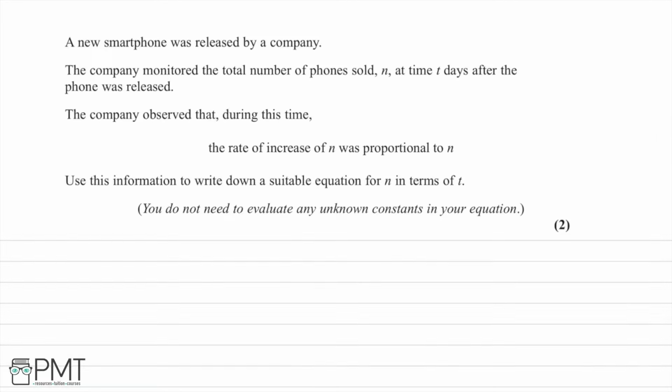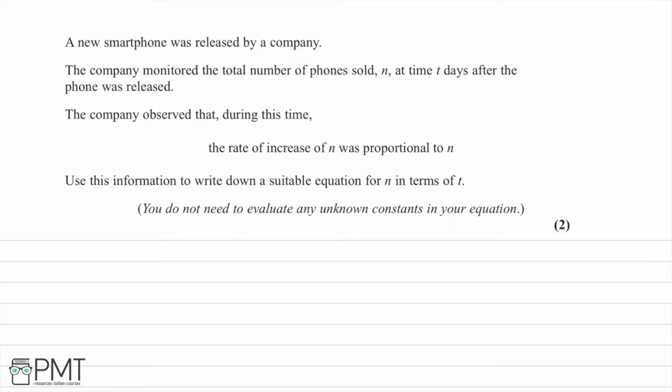So here in this question, we're told that a new smartphone was released by a company. And we're told that the company monitored the total number of phones sold, which is denoted by N, at time T days after the phone was released. We're told that the company observed that during this time period, the rate of increase of N was proportional to N. We're asked to use this information to write down a suitable equation for N in terms of T, and we're told that we don't need to evaluate any unknown constants in our equation, and this is for 2 marks.